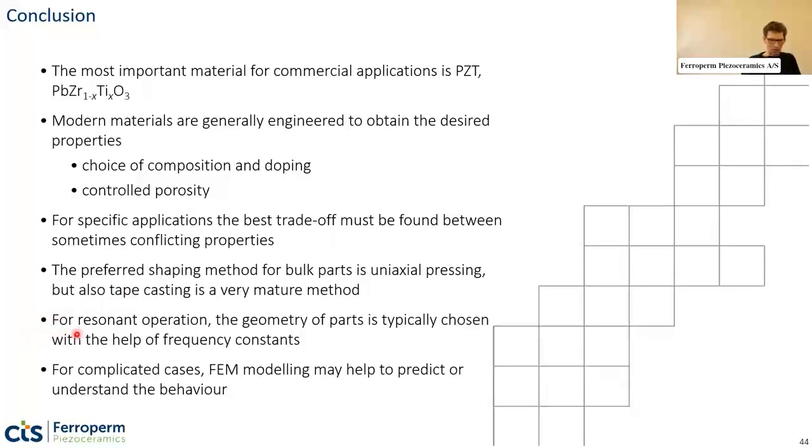Then I talked about resonance and resonant operation, where the geometry of parts is really important, and from properties like frequency constants, you can actually find the desired geometry of those parts. But for more complicated cases, you should look to advanced methods like FEM modeling to try to predict the behavior.